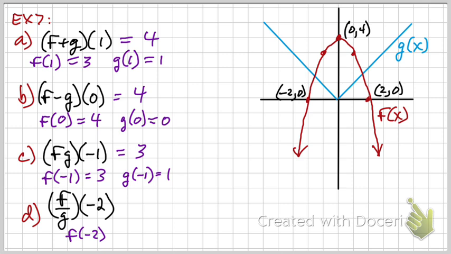F at -2, I'm seeing 0. G at -2 is 2. Zero divided by 2 is 0. Okay, so there's another way they can ask you, and will. Oh, but they're not done. How else could they ask you?